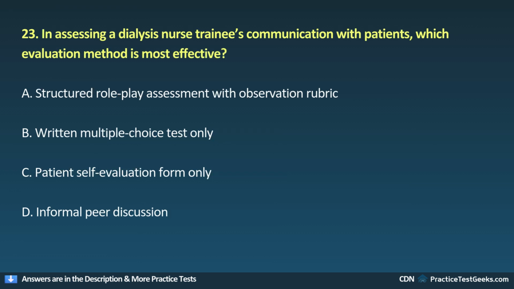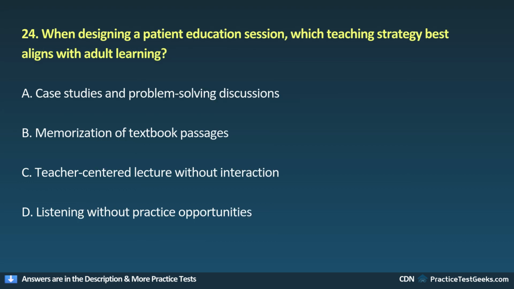23. In assessing a dialysis nurse trainee's communication with patients, which evaluation method is most effective? A. Structured role-play assessment with observation rubric. B. Written multiple-choice test only. C. Patient self-evaluation form only. D. Informal peer discussion.